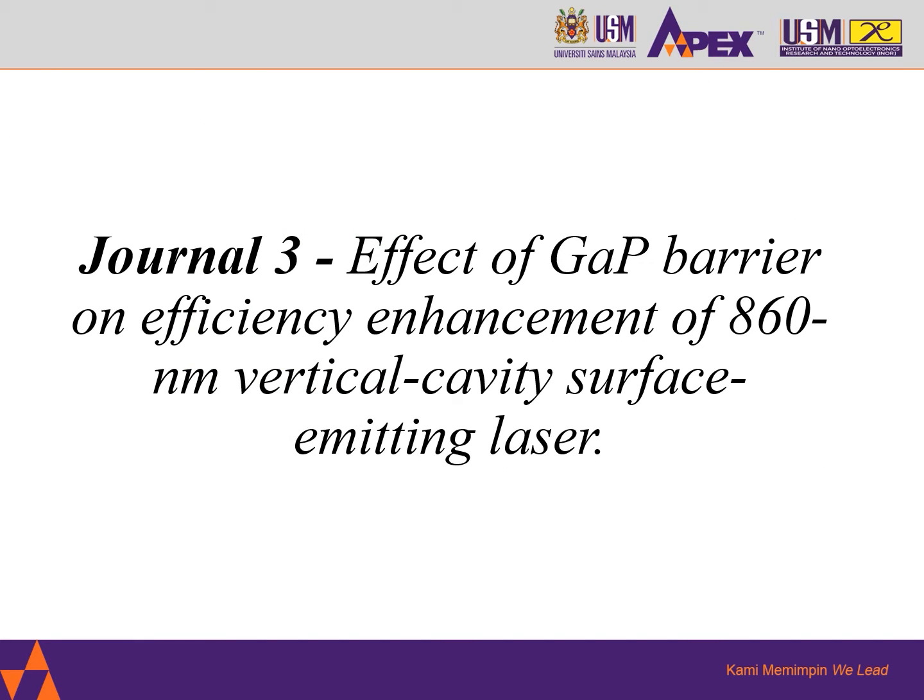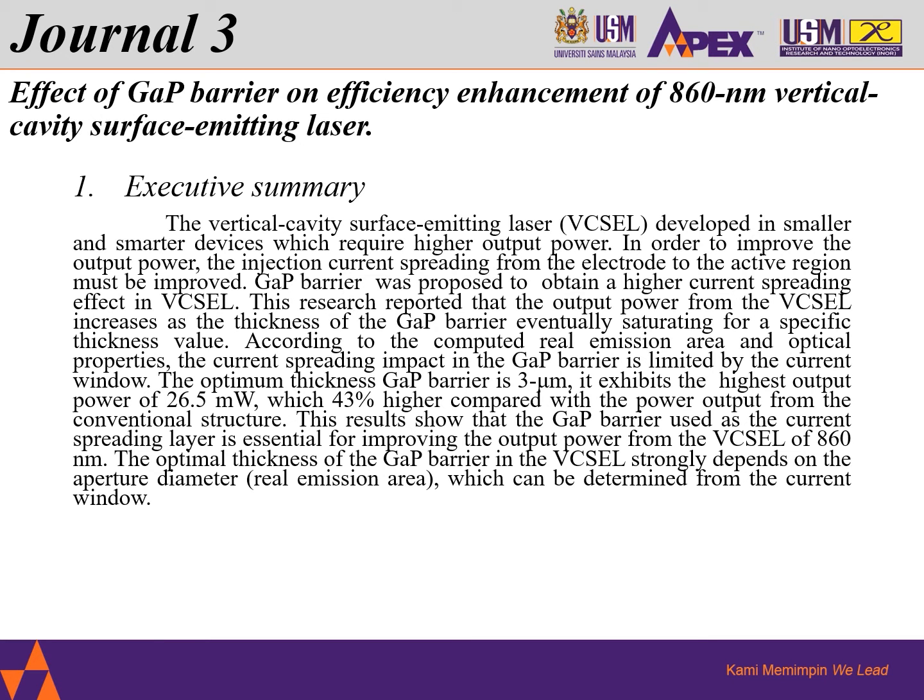Next we proceed to journal 3. The topic is the effect of the gallium phosphide barrier on efficiency enhancement of 860 nanometer vertical cavity surface emitting laser. We begin with the executive summary for this third journal.